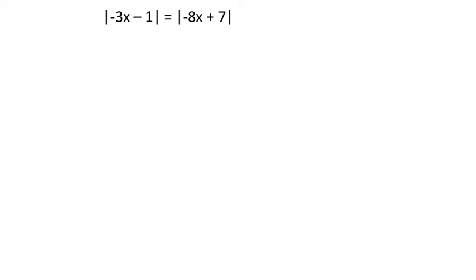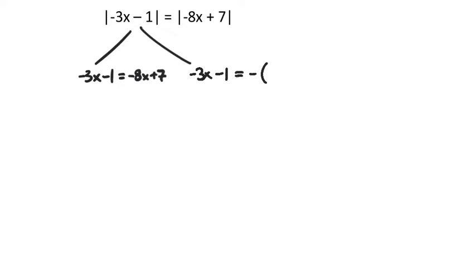Here's what I mean. I'm going to take my negative 3x minus 1, because I always use the one on the left, and I'm going to split this up. I'm saying if I could get that negative 3x minus 1 to just equal what's inside the other one, the negative 8x plus 7, I'll get a true statement out of it. So that's one equation that I will end up solving. But the other one is where I take the negative 3x minus 1, but now it's going to equal the opposite of negative 8x plus 7.